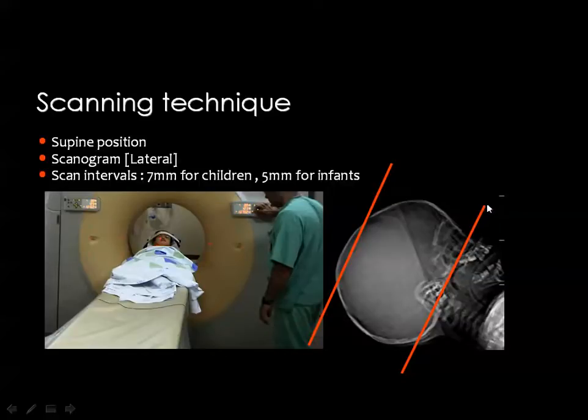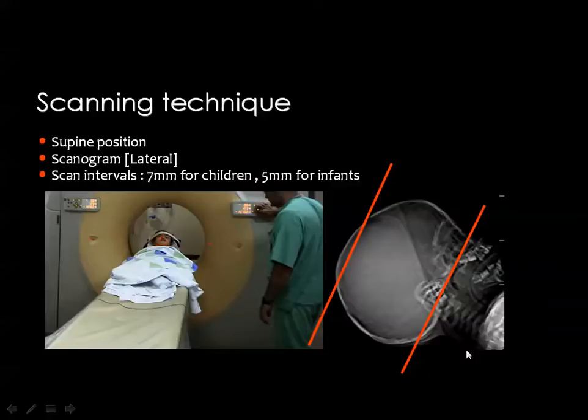Then we say to the machine we would like to scan this area, starting from the base of the skull, ending by the vertex of the skull. And whenever you draw two lines for the machine on the scanogram, the machine will ask about the scan interval. What are the section levels we would like to have? We usually have scan intervals at 7 millimeters for children and 5 millimeters for infants. But for adults, we usually scan at a 10 millimeter scan interval.